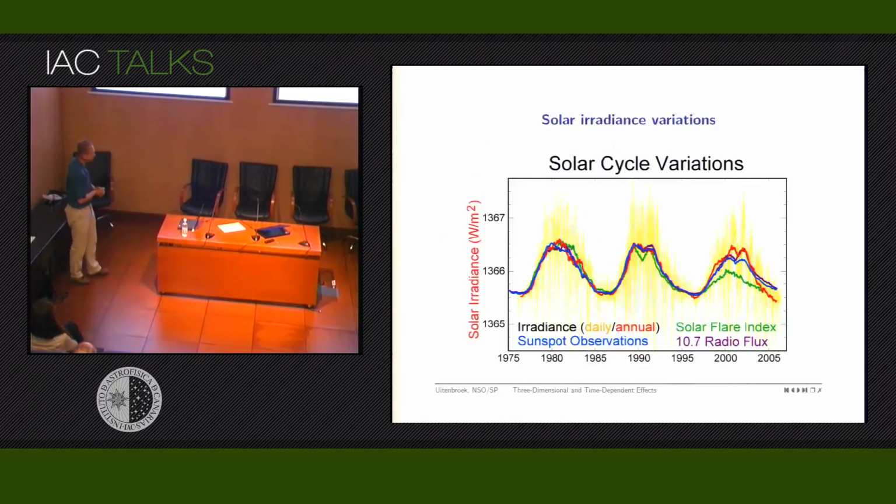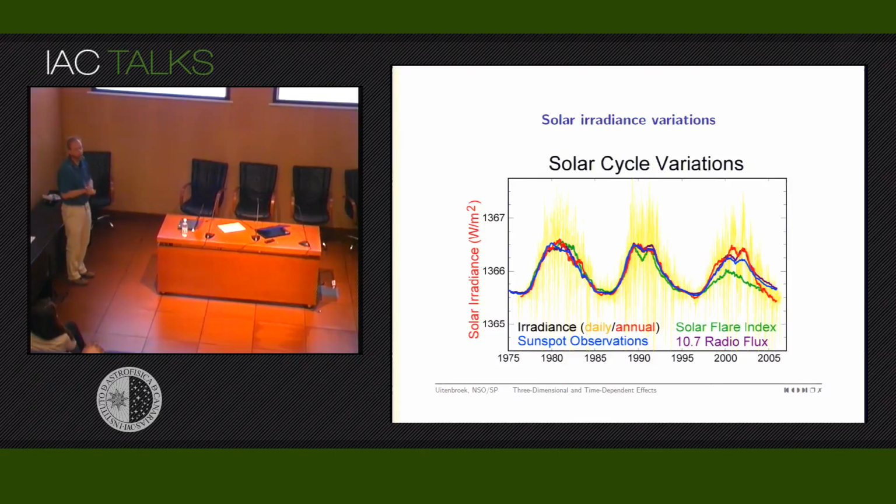here is a plot of the solar irradiance, the total radiation integrated over all wavelengths that comes from the sun to the Earth in absolute units, about 1366 watts per square meter, and its variation with time. And you see clearly that there is an 11-year variation, which is the result of the appearance and disappearance of magnetic elements, what we call magnetic activity on the solar surface. And the variation due to this appearance and disappearance of these magnetic elements is about 1/10%.